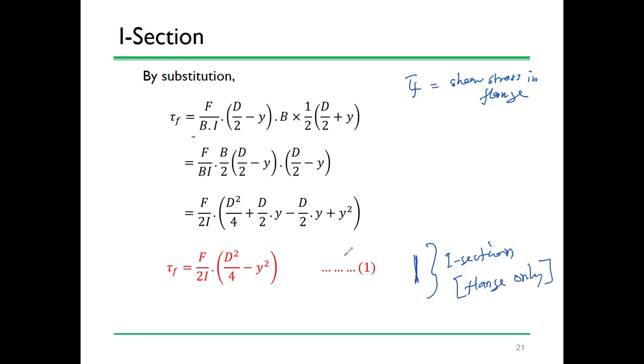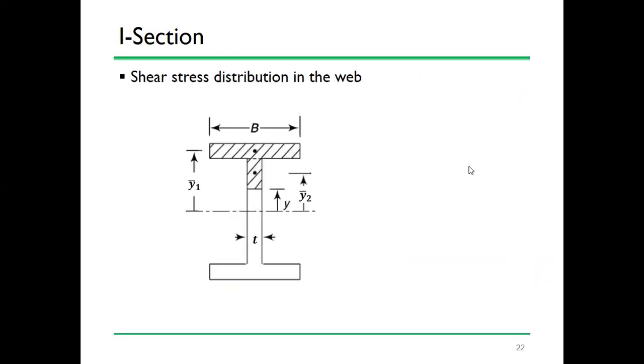And note that this is just for the flange only. Okay. Now let's proceed. Let's look at the web. Because they have different width and it's an irregular shape, that's why we try to deal with the web separately from the flange. So this one is in the web.